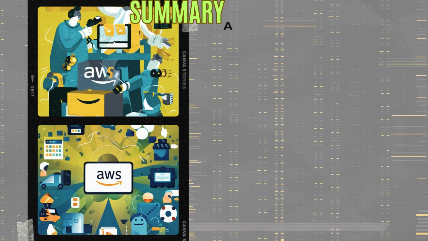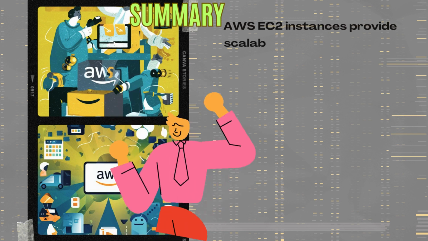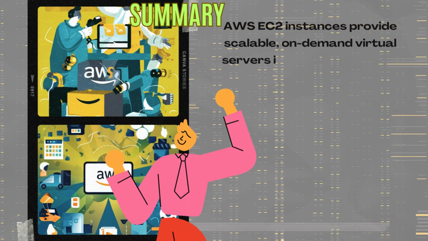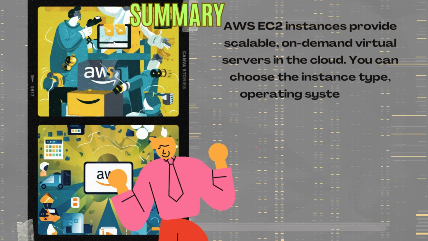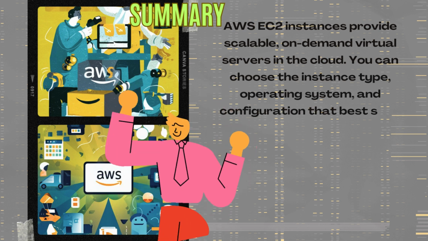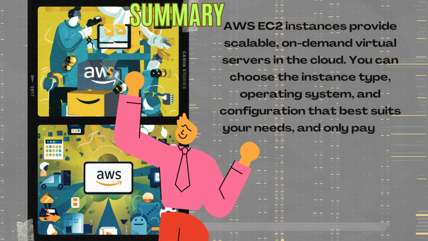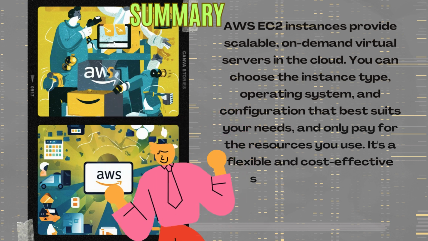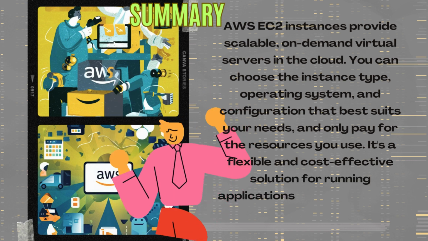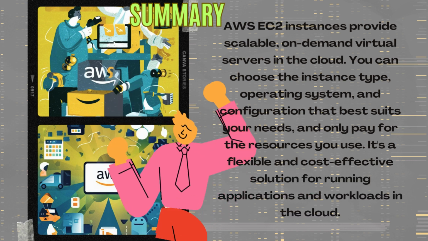In summary, AWS EC2 instances provide scalable, on-demand virtual servers in the cloud. You can choose the instance type, operating system, and configuration that best suits your needs, and only pay for the resources you use. It's a flexible and cost-effective solution for running applications and workloads in the cloud. That's all for this tutorial.